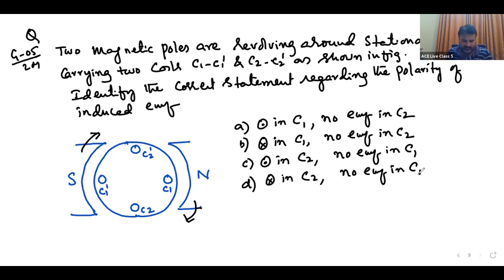C1, C1 dash, C2, C2 dash. Question is clear now? Two magnetic poles, North Pole, South Pole, revolving around stationary armature. The circle is a core stator. It is not rotating. Don't think of the circular shape, but the conductors are kept in that. Simply it is fixed, but poles are rotating outside. The conductors are stationary, poles are rotating.